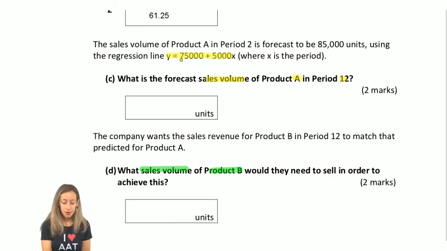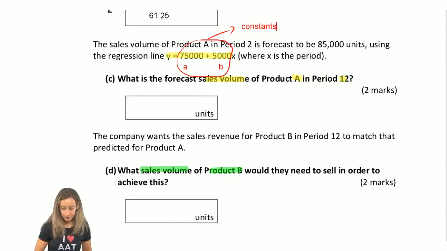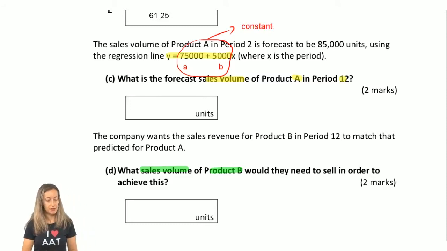Yes, we've got here 75,000 and 5,000, which we refer to normally as the constants, and what we call them, do you guys remember what we call them? We call them, in fact, I'll just write them here. So we call them A and B. And we call them constants because when we use the equation of a straight line, they never change. We always keep them the same for forecasting purposes. Okay? So these figures will always be the same, A and B.